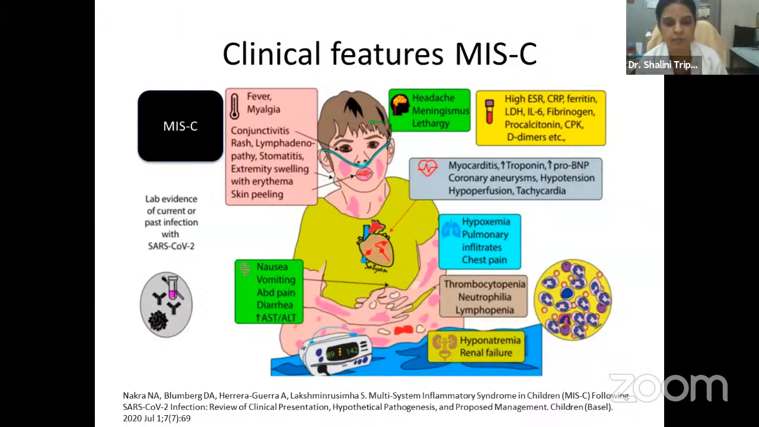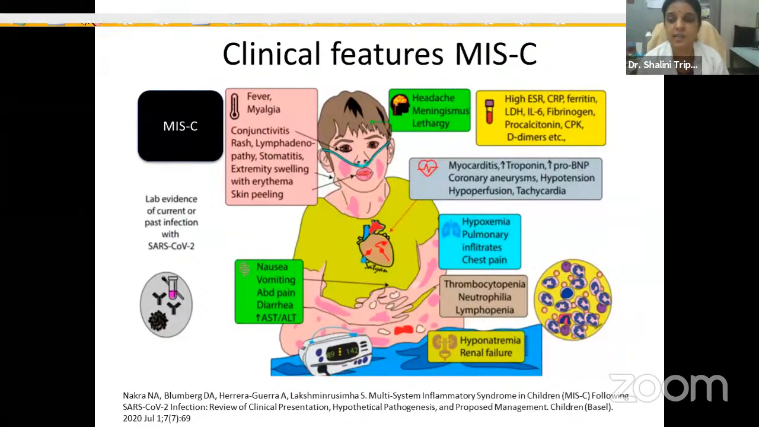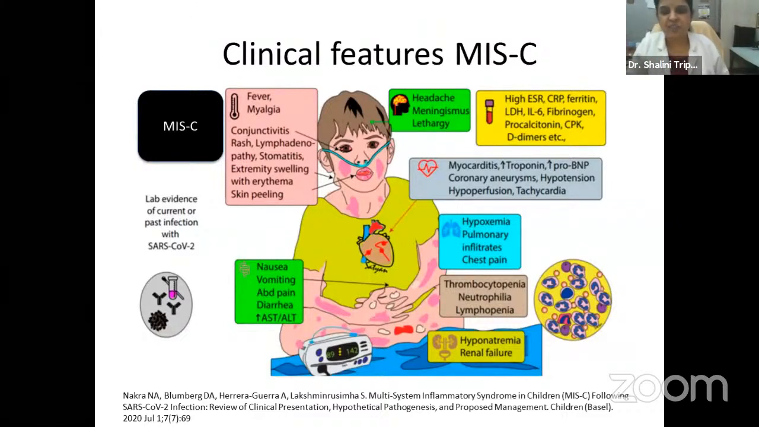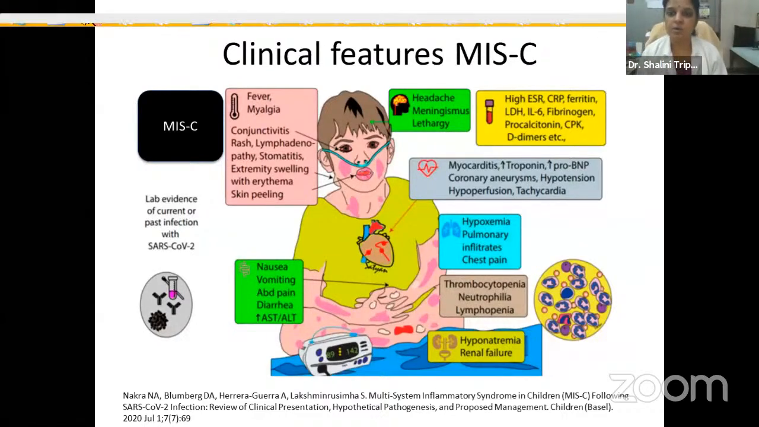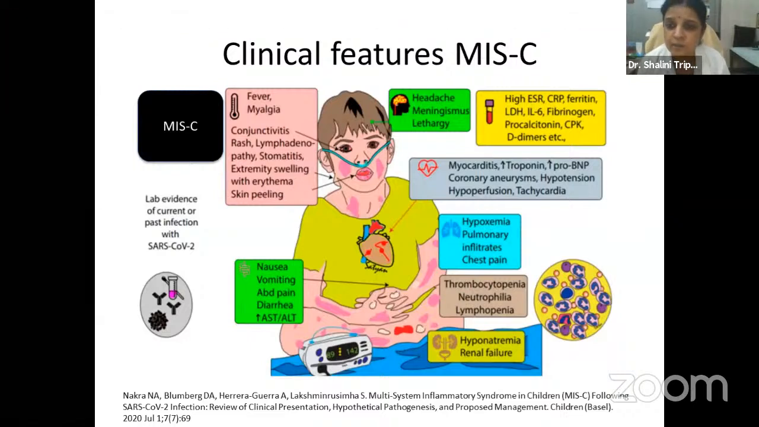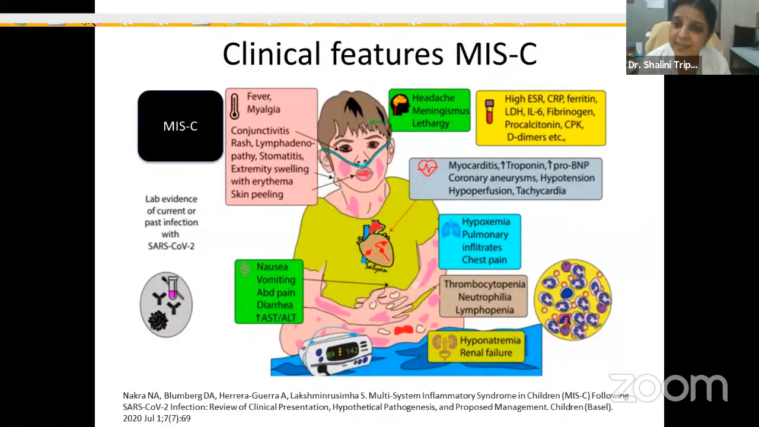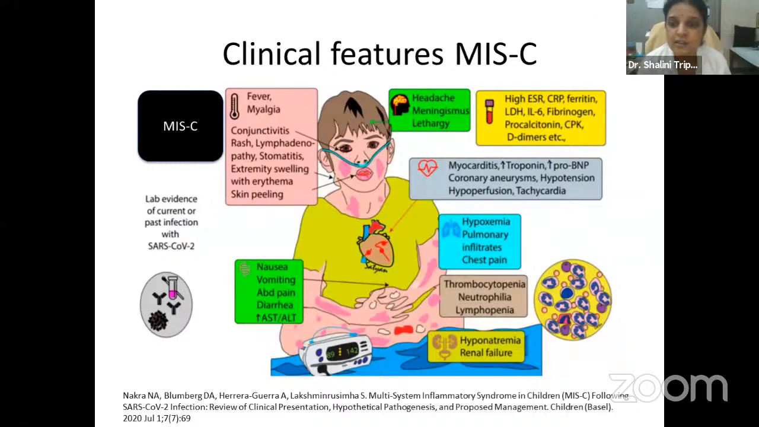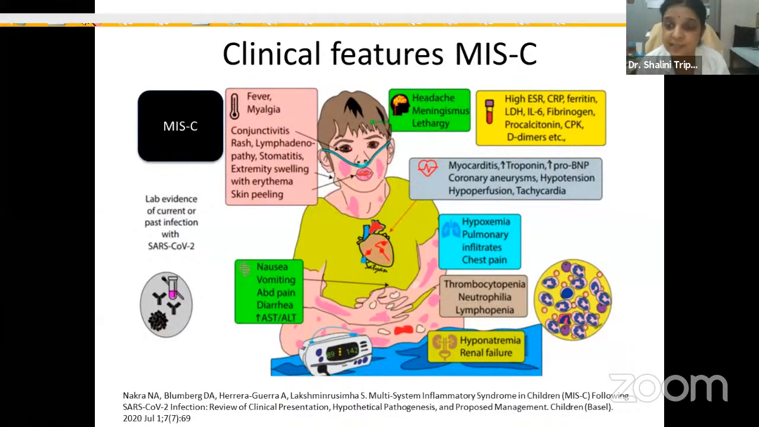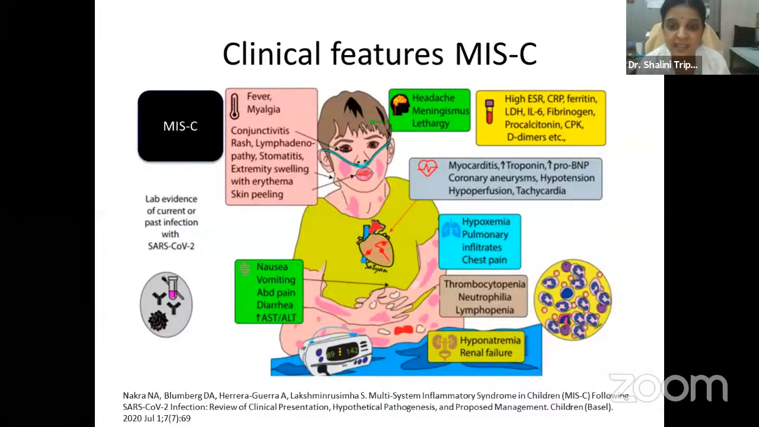In the CNS, the patient will have headache, meningismus, and lethargy. In the cardiac system, the patient will have myocarditis, increased cardiac markers like Troponin-T and pro-BNP, and coronary artery aneurysm. Because of that, the child will have shock and hypotension, leading to hypoperfusion of various organs, especially the kidney, leading to ARF and tachycardia.